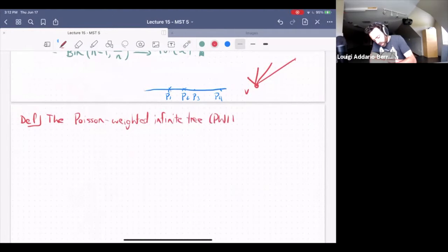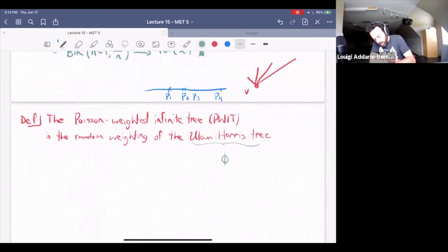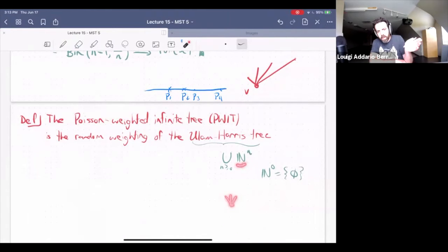Or PWIT for short. So this is the random weighting of the Ulam-Harris tree. Remember, this is the tree with vertices the union of N to the n, where N to the 0 is defined to be just the empty set. So given a vertex, a given string of length k, its children are just the strings of length k plus 1 that you get by appending an integer on the end.